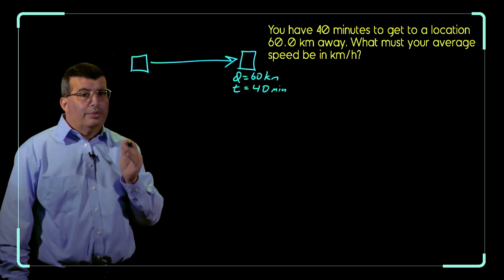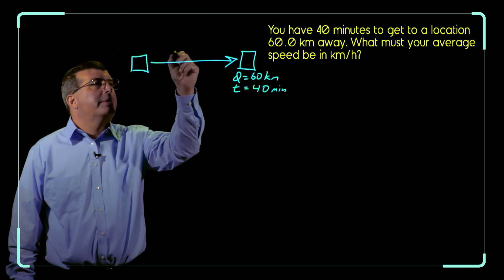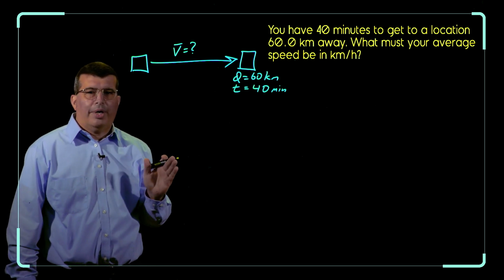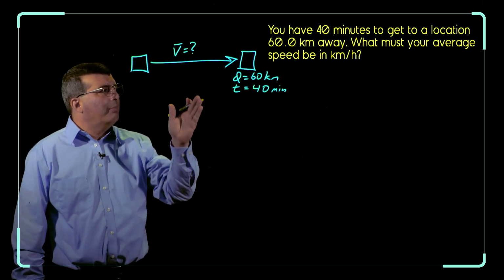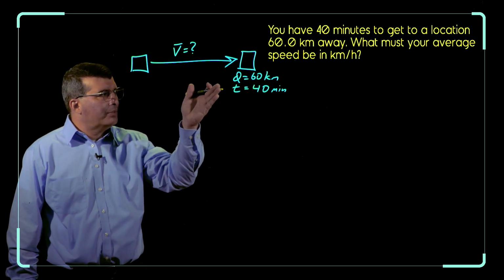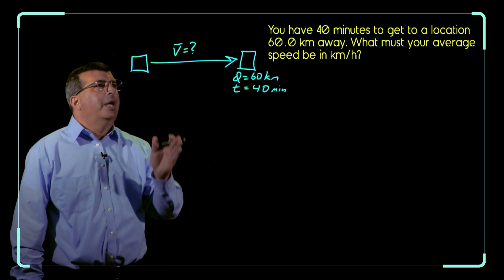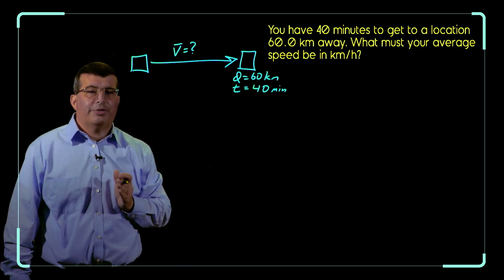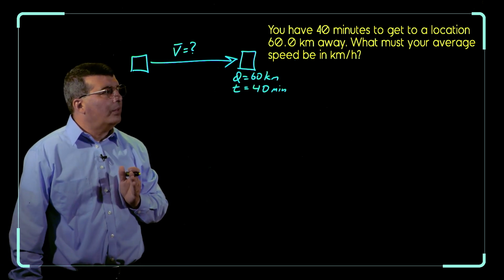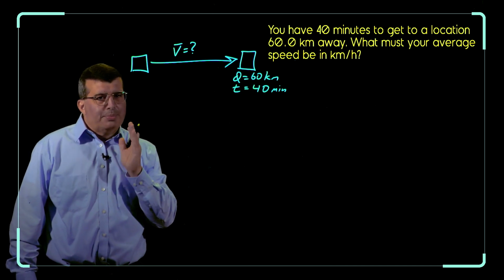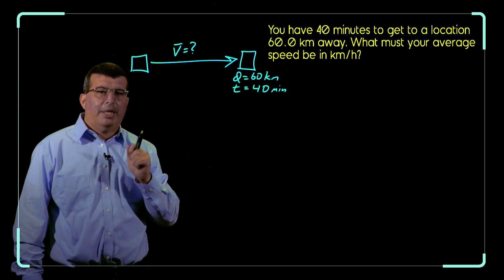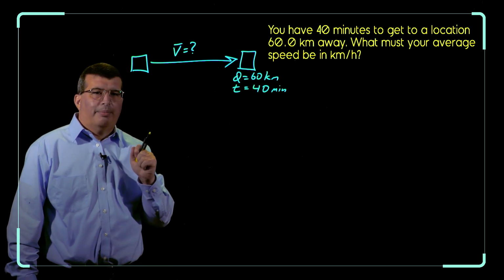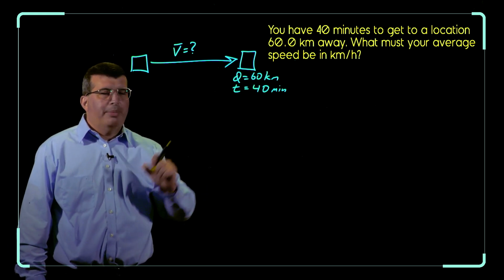Our unknown, the thing that we want to know, is our speed, our average speed. Okay, so we've drawn our diagram, we've noted the measurements. Our measurements are a distance of 60 kilometers and a time of 40 minutes. Our average speed is what we want to know. So I wrote that down as well as our unknown. Okay. And the question specifically asked for average speed in kilometers per hour. So I will at some point have to convert my minutes into hours.